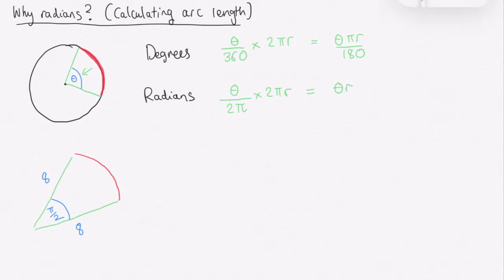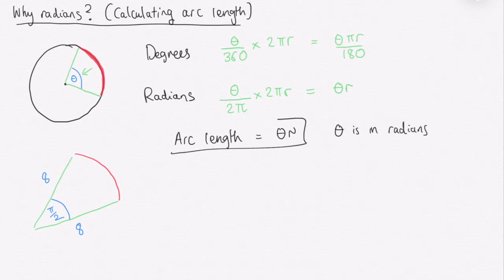So that is a really nice formula for the length of an arc. So the arc length is equal to theta times r, where theta is in radians. And let's just try and use this formula in an example.